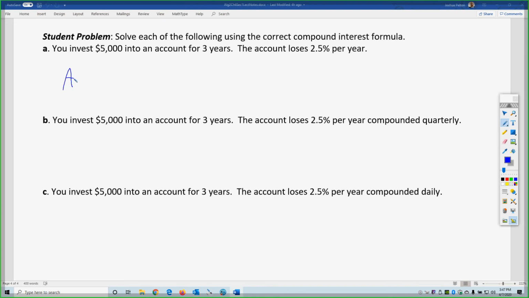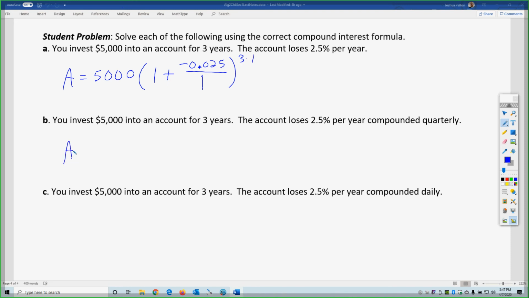So the amount we're going to make is a principal of 5,000 times 1... the marker's messing up there. Hold on a second here. Get my marker going again. 5,000 times 1 plus negative 0.025, or you can just do 1 minus. Either way will work. It's yearly, so it's 1, and then 3 times 1, or 1 times 3, whatever you want.